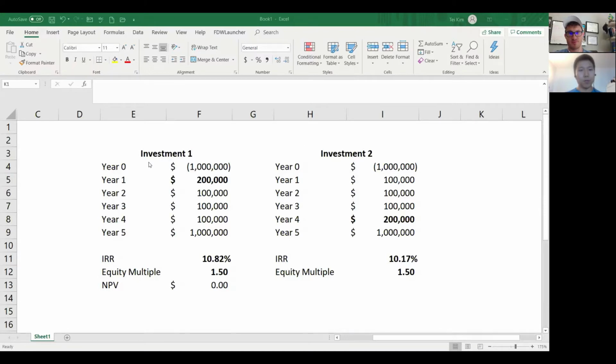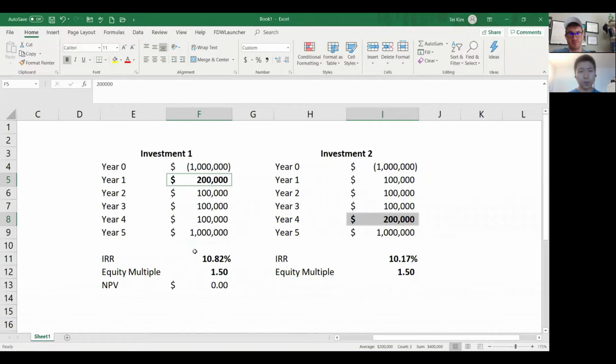So we have investment 1 and investment 2 here. We have a 5-year holding period, and we invested 1 million, and then we have a different cash distribution: 200 in year 1 and 100 all the way, and at the end we got our equity back. Investment 2 is pretty much the same, but there's a 200,000 cash distribution swap between year 1 and year 4. That will be really the only difference between the two, to bring home the point.